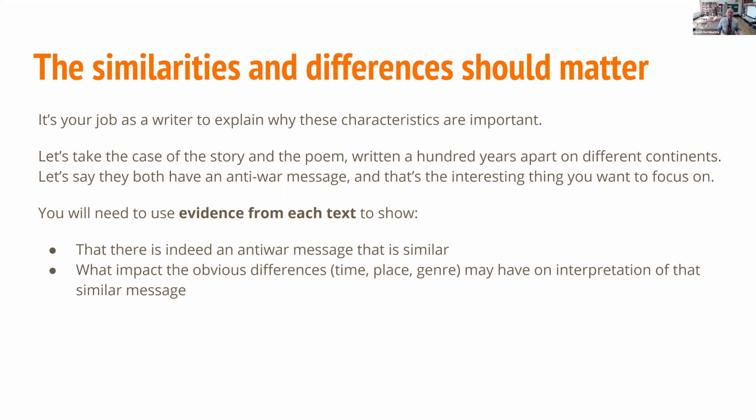So let's just take, for example, the case of the story and the poem that I mentioned before, written 100 years apart on different continents. Let's say they both have an anti-war message, and that's the interesting thing you want to focus on. Well, you'll need to make sure you find evidence from each text that'll show that there is indeed an anti-war message that's similar. And you also want to talk about, well, what is the impact that the obvious differences in time, place, and genre may have on the interpretation of that similar anti-war message.